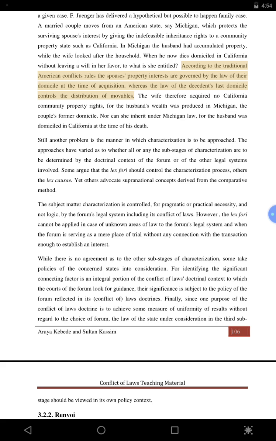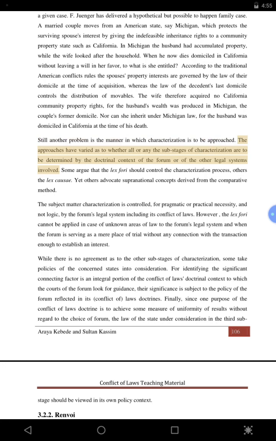According to the traditional American conflicts rules, the spouse's property interests are governed by the law of their domicile at the time of acquisition, whereas the law of the decedent's last domicile controls the distribution of movables. The wife therefore acquired no California community property rights, for the husband's wealth was produced in Michigan, the couple's former domicile. Nor can she inherit under Michigan law, for the husband was domiciled in California at the time of his death. Still another problem is the manner in which characterization is to be approached.